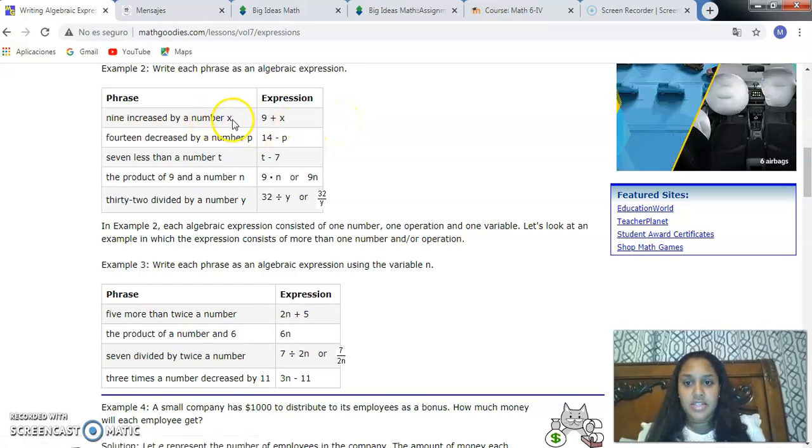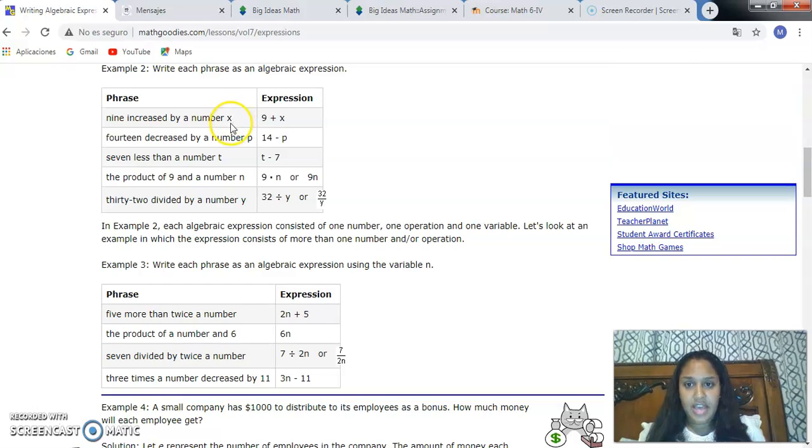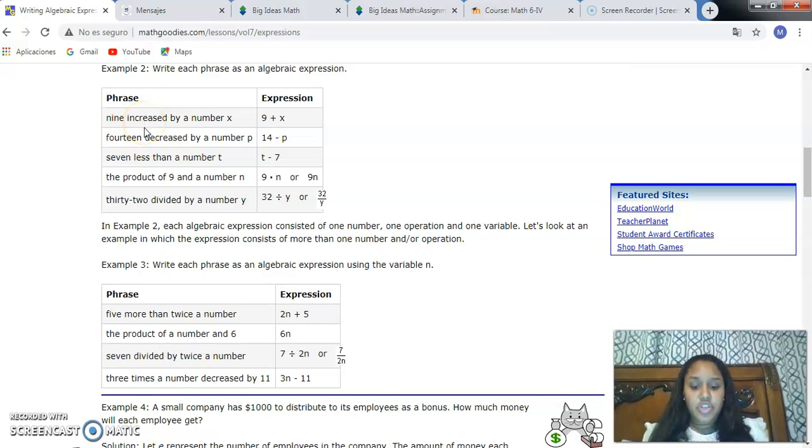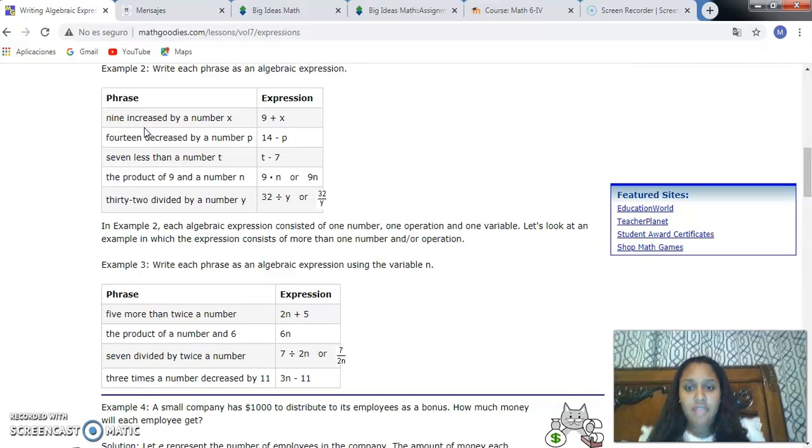First, I identify the variable, which is x. Then I need to identify what is the operation. In this case, the key word is increased, which means addition. When you find the key words, you can use the list of words that I gave you to guide you, so you can determine whether it is multiplication, division, addition, or subtraction. And then you build up your expression.